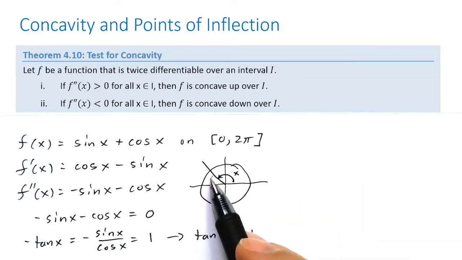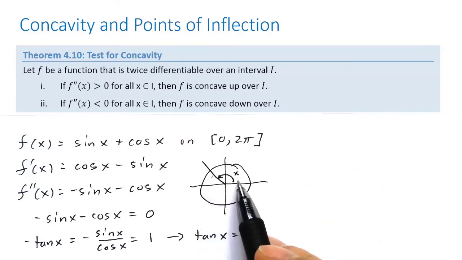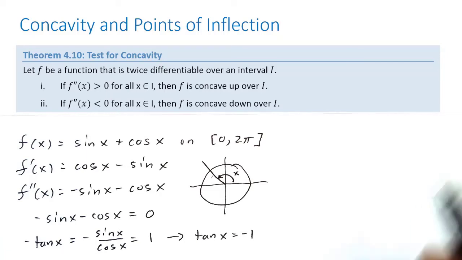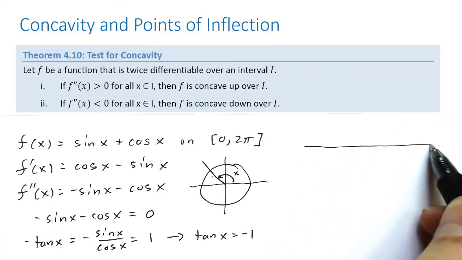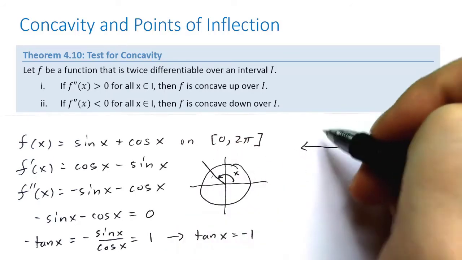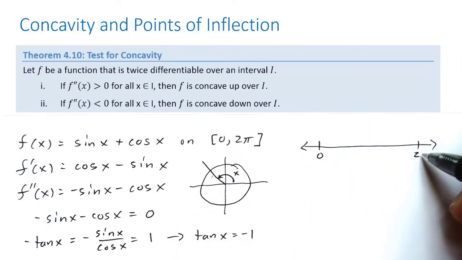So if this is pi over 4, what is this? Well, we know that from here to here is pi, so if I subtract pi over 4, I get to the angle that I want. So pi minus pi over 4, that's 3 pi over 4, is one of the values for x. All right, so that's going to be one of the places we divide this interval into. Now, we're restricted to the interval from 0 to 2 pi.